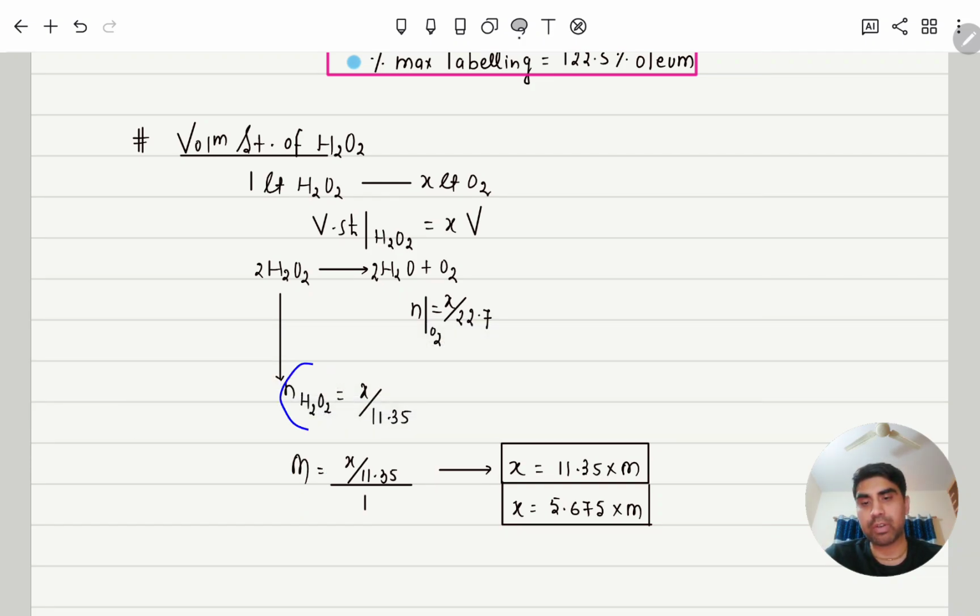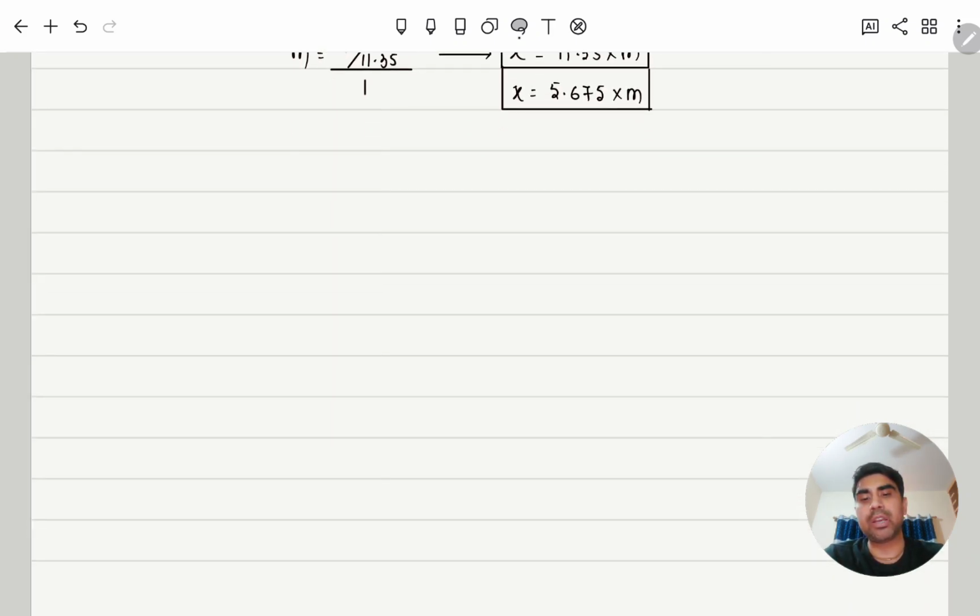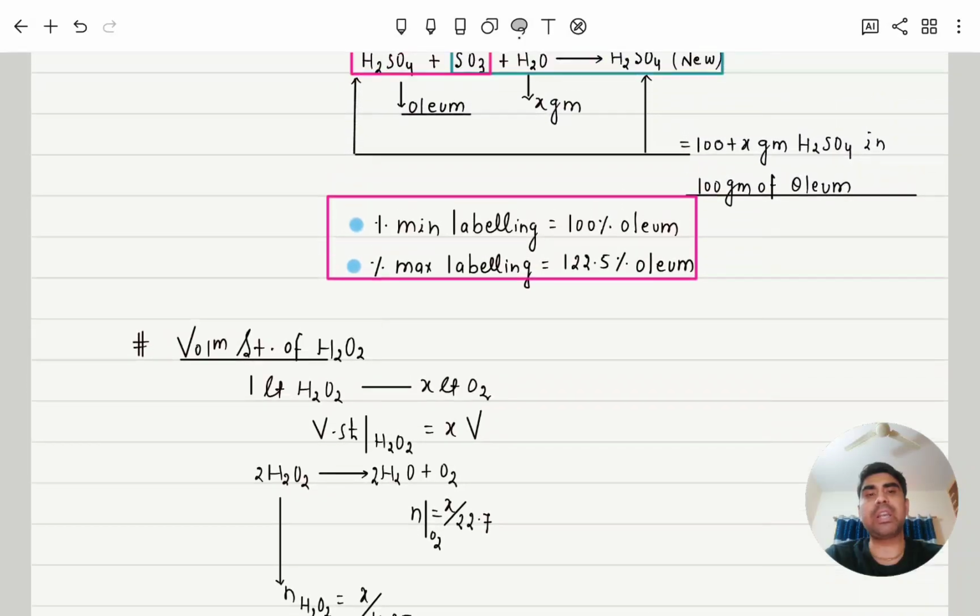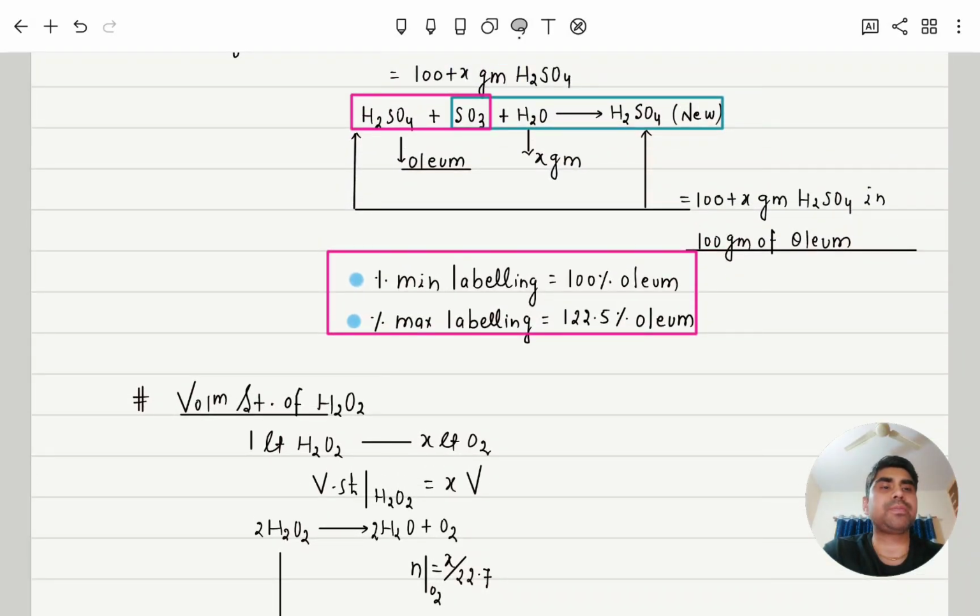So molarity is the number of moles of H2O2 divided by volume, which is 1 liter. So overall, X is the volume strength of H2O2. So X is equal to 11.35 into molarity, or 5.675 into molarity. If 22.4 is given, accordingly you can go on. So X is the volume strength of H2O2. The relationship between molarity and volume strength of H2O2 is very important. Keep that in your mind. And here we completely finished all those segments. Thank you very much.